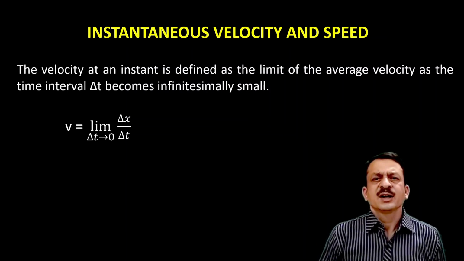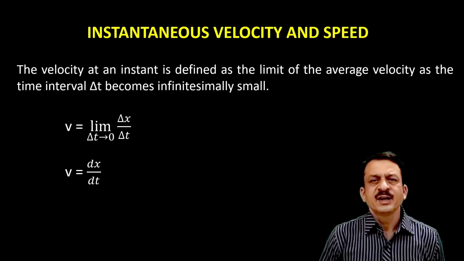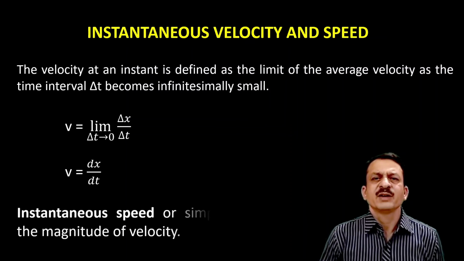In calculus we represent this with another notation, dx by dt. Therefore velocity v is equal to dx by dt. It is called the differential coefficient of x with respect to time t, the derivative of x with respect to t. We use this notation in mathematical calculus.